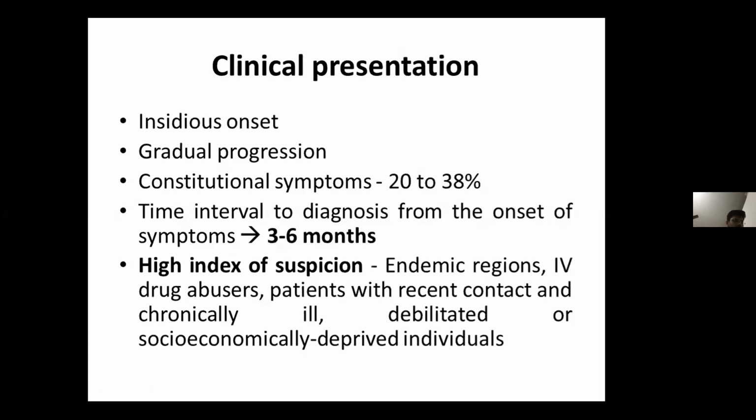Usually, because it's such an insidious and gradual progression, there's a usual delay of around 3 to 6 months between the onset of symptoms and the diagnosis, and therefore a high index of suspicion is very essential, especially in endemic regions like ours, in immunosuppressed or socioeconomically deprived people.